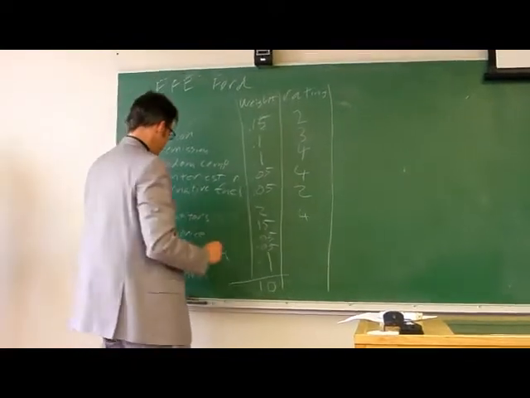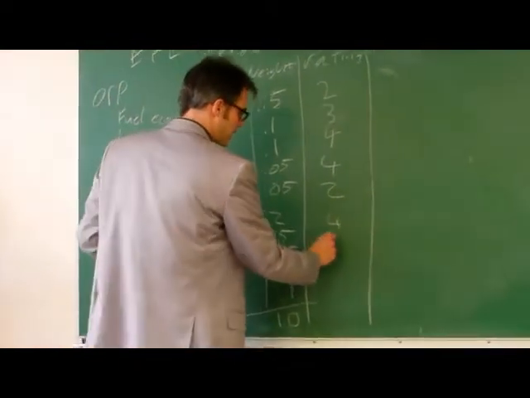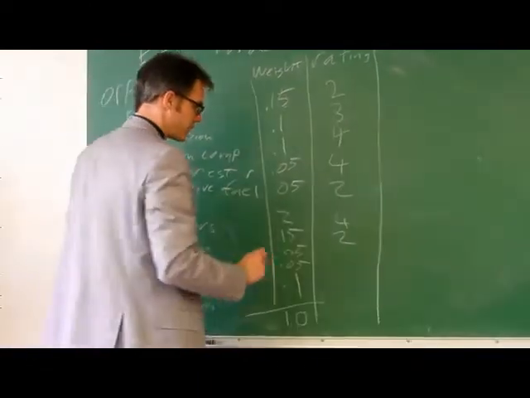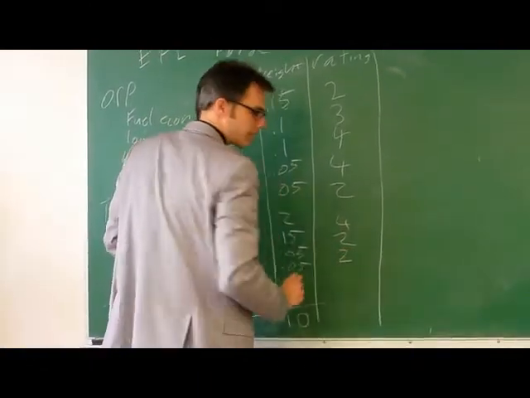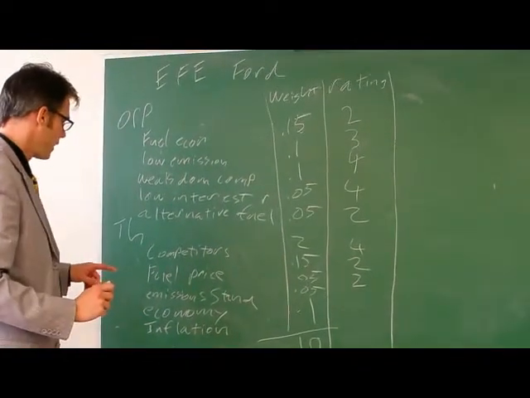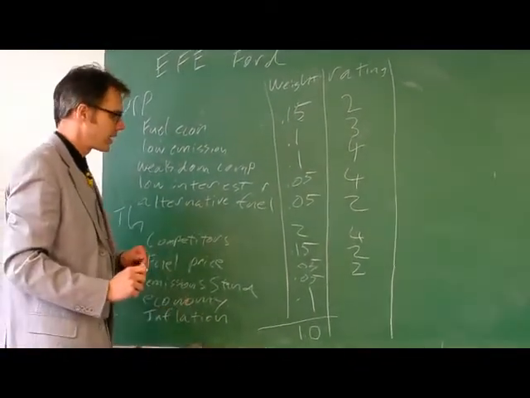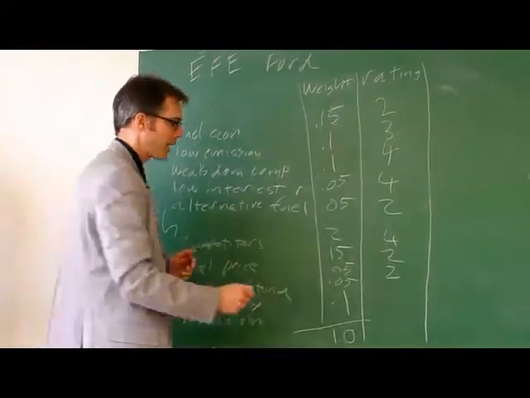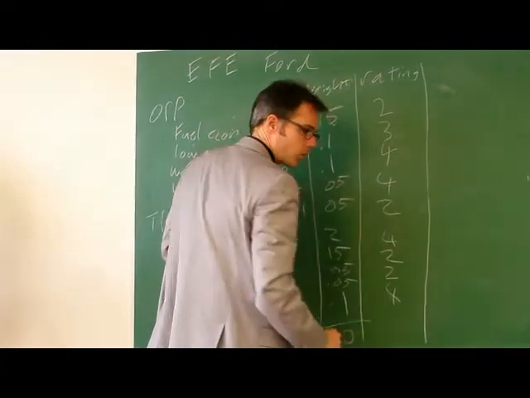Fuel prices. This is a big threat. How are they responding? Not so well so far. Give them a 2. Emission standards. Emission standards are going down, and Ford is struggling with that, so we'll give them a 2 there. Economy. How are they addressing our current economic situation? They're actually doing very well because they're still making money despite the bad economy. So we'll give them a 4.